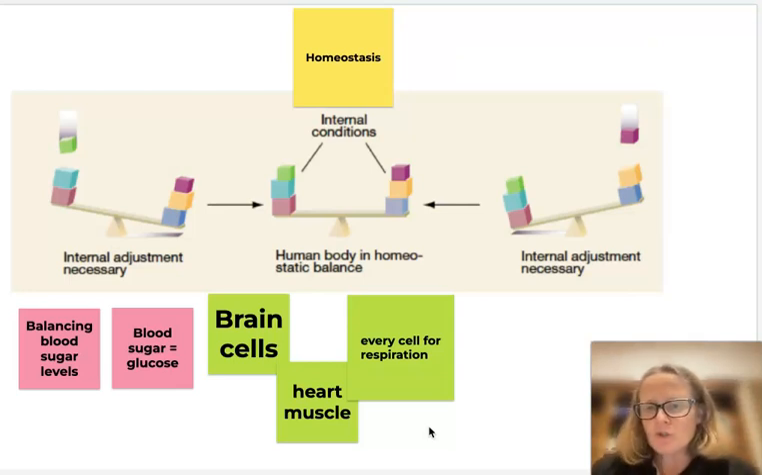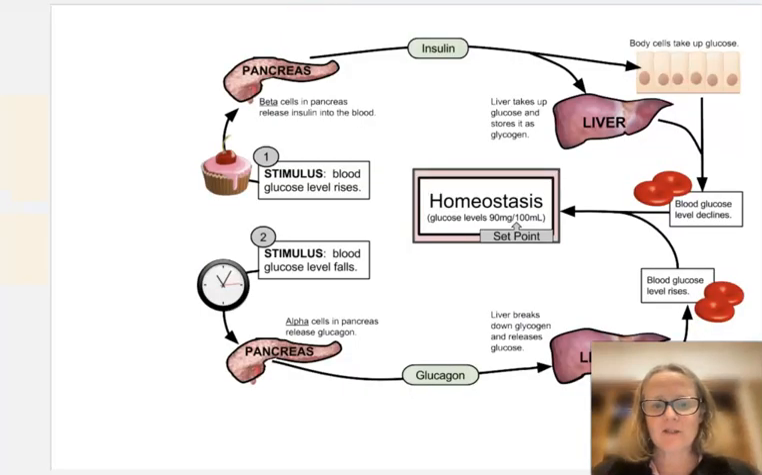We don't want too much sugar in our blood because that will draw water out of our cells and dehydrate our cells and give us a headache. But also, if we haven't eaten for a while, or if we're exercising lots, or if we're stressed and we need lots of glucose in our body cells to burn for energy, we need to make sure we don't run out, especially in important areas like brain cells and heart muscle. So let's have a look at how we manage this.